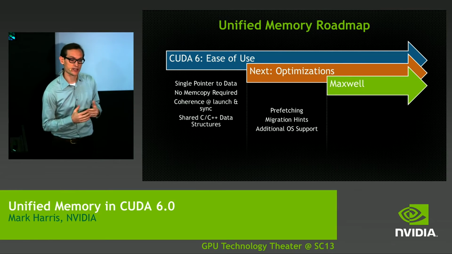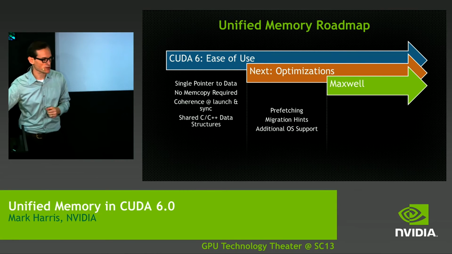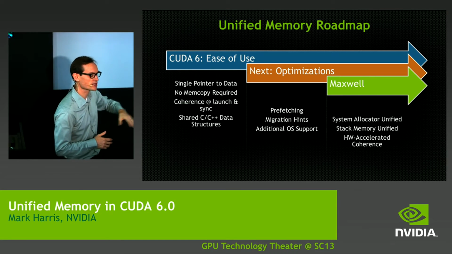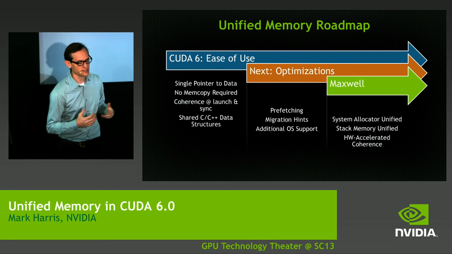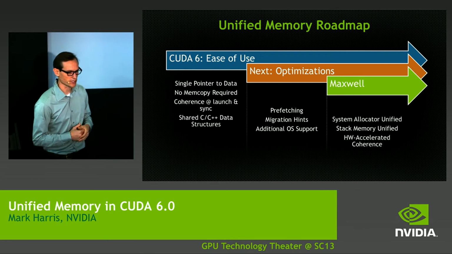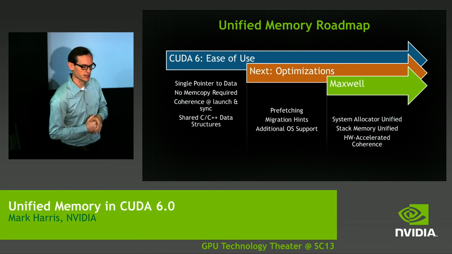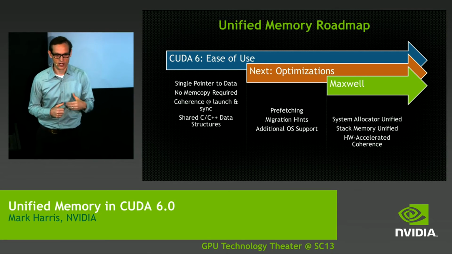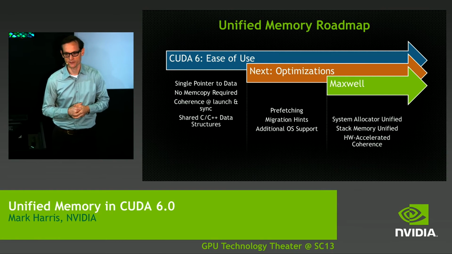And then when we get to our next generation Maxwell architecture, it will have built-in support for unified memory, which means that we can unify the system allocator. So what that means is that you can use malloc or default C++ new, and any data that you allocate with that is unified, and so it can be accessed by either the GPU or the CPU. And that also means that stack memory is unified rather than just heap memory. And finally, hardware-accelerated coherence will overall improve the performance of unified memory even more.